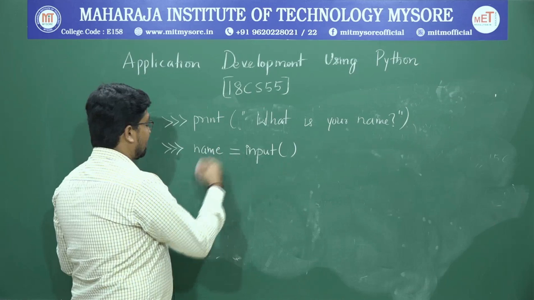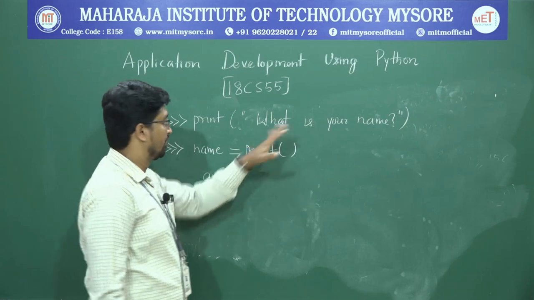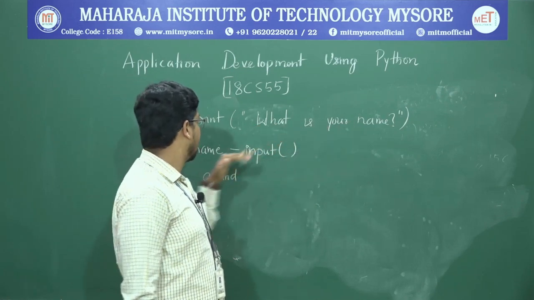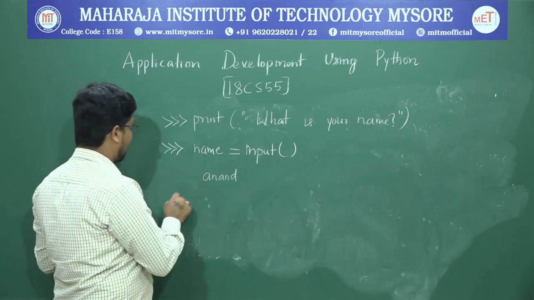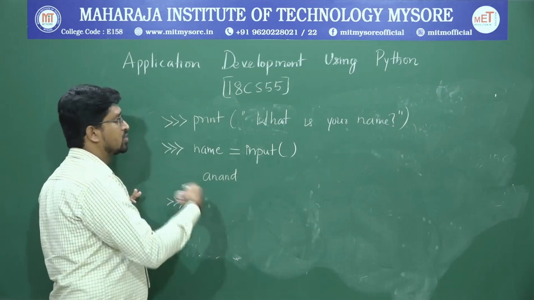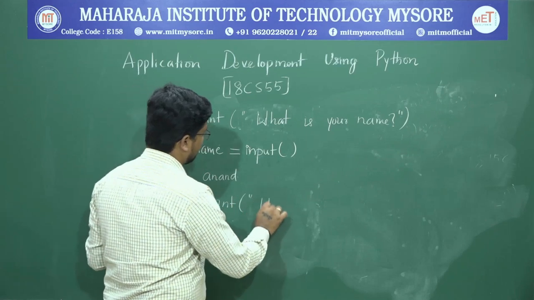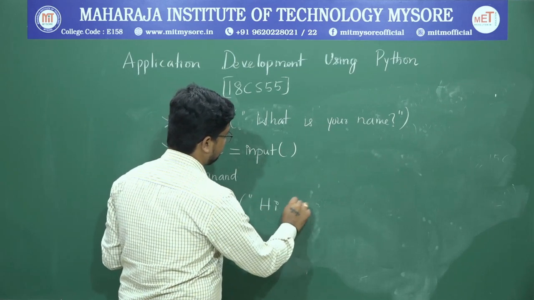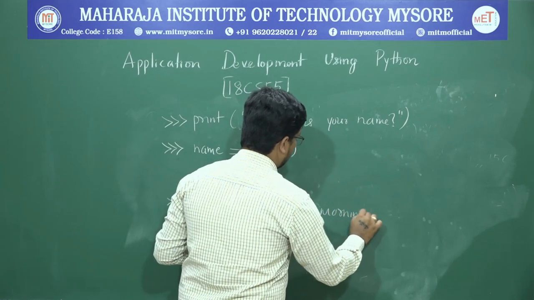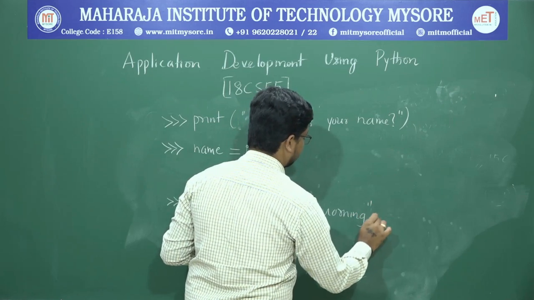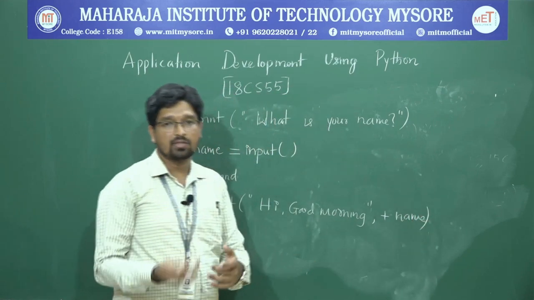Then let us assume that I will enter input as Anand. First I will get a message like what is your name, then it will wait for input, and I will enter my name. So finally I should print some message to Anand. For that what I will do, print hi, good morning. So I want to print like hi, good morning Anand.